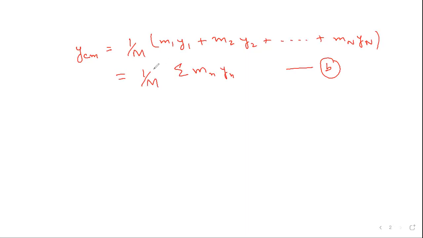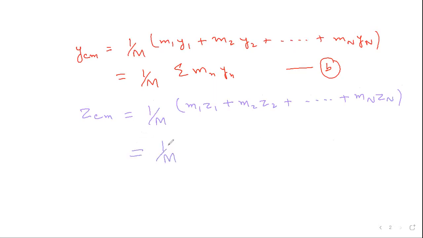Similarly, we will have the z coordinate for the center of mass, zcm, equal to 1 over m times m1 z1 plus m2 z2 plus so on plus mn zn, or in compact form 1 over m summation m subscript little n z subscript little n, right? And name it C.